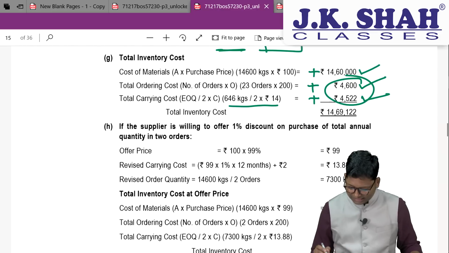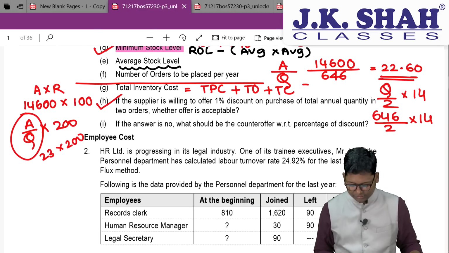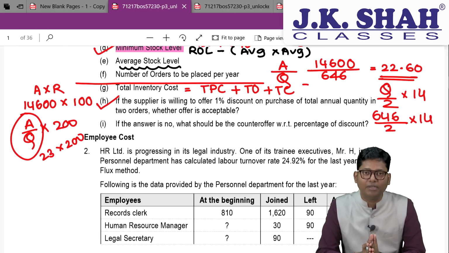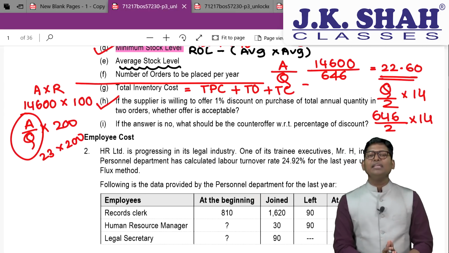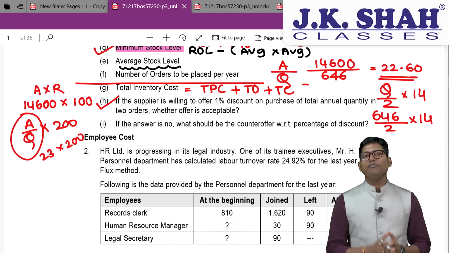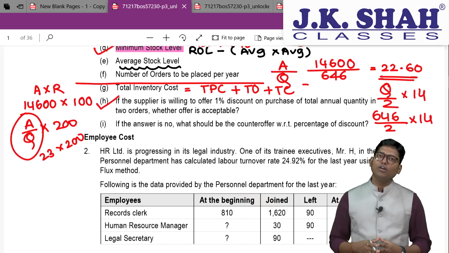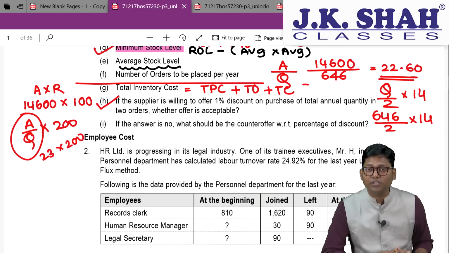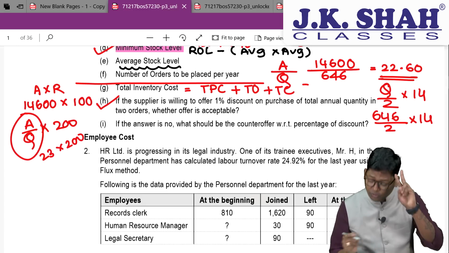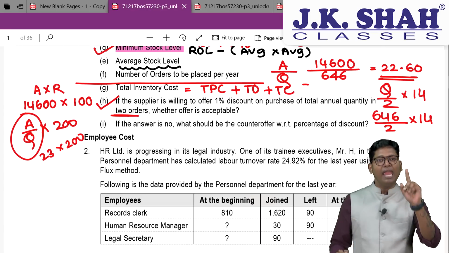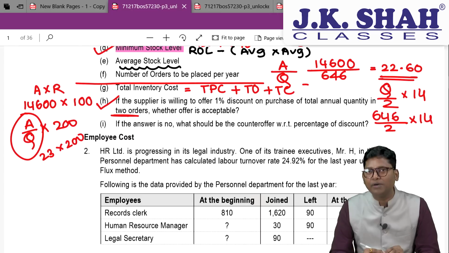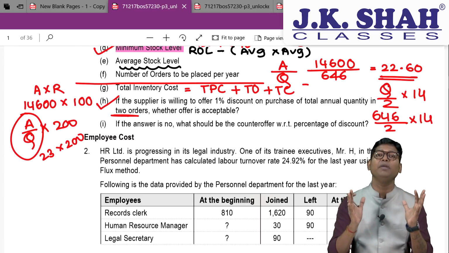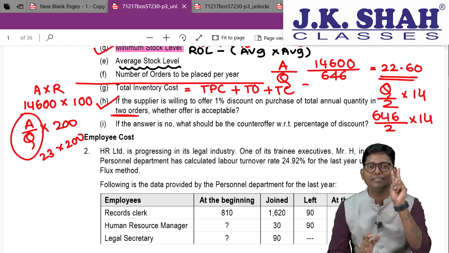If you check the next point of the question, it says H. There is one proposal, one offer available for this company. If the supplier is willing to offer 1% discount, obviously because of the discount, your purchasing cost will reduce by 1%. The supplier is willing to offer 1% discount on purchase of the total annual quantity in 2 orders. What is the condition? If you want to avail the discount of 1%, you should purchase the entire annual requirement by placing only 2 orders.